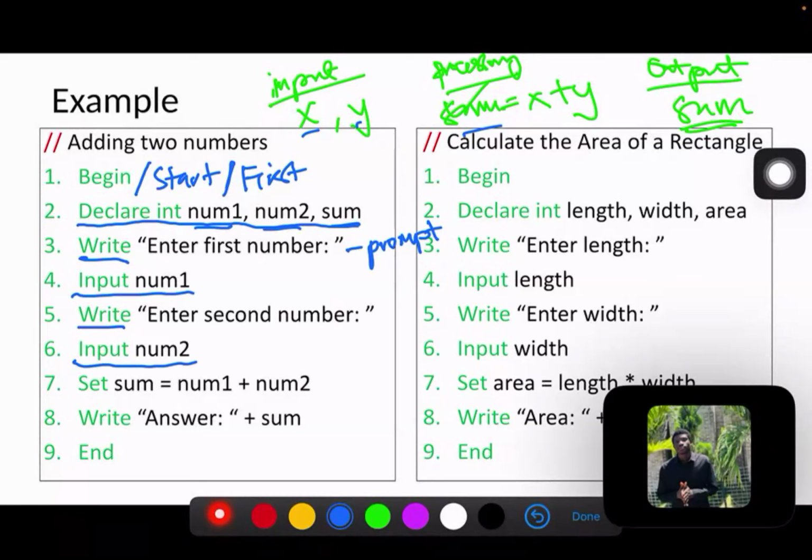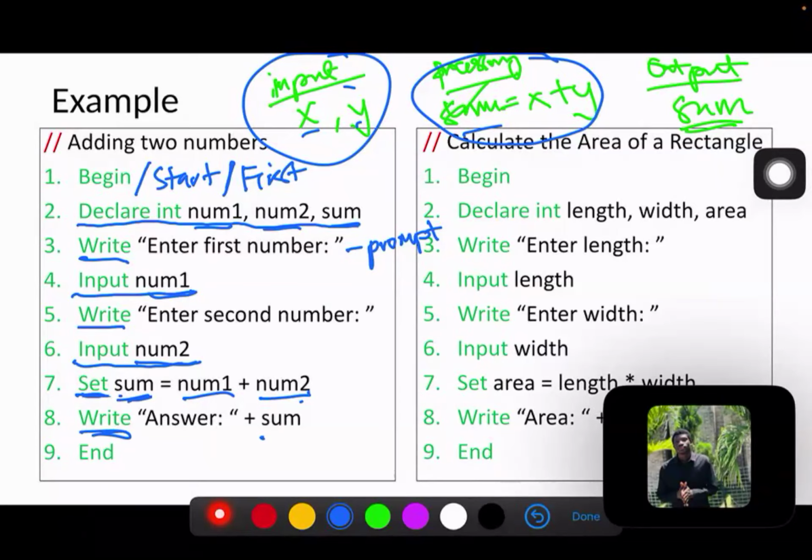Then we are done with the inputs. So we go ahead and do the calculation, which is the processing. Notice that for the processing, I use set to tell you that I'm beginning the processing. And what am I doing? I'm setting sum equal to num1, which we've already collected, plus num2, which we have also collected. And we put the answer inside sum. Now we want to print the answer to the screen.